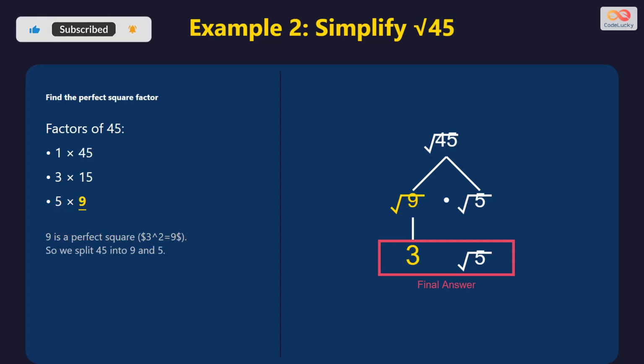Let's look at another example, the square root of 45. We can factor 45 into 1 and 45, or 3 and 15, or 5 and 9. Do you see a perfect square in any of those pairs? Yes, 9 is a perfect square. So we split 45 into 9 and 5. We write it as the square root of 9 times the square root of 5. The square root of 9 becomes 3. The 5 stays inside the radical. Our answer is 3 times the square root of 5.